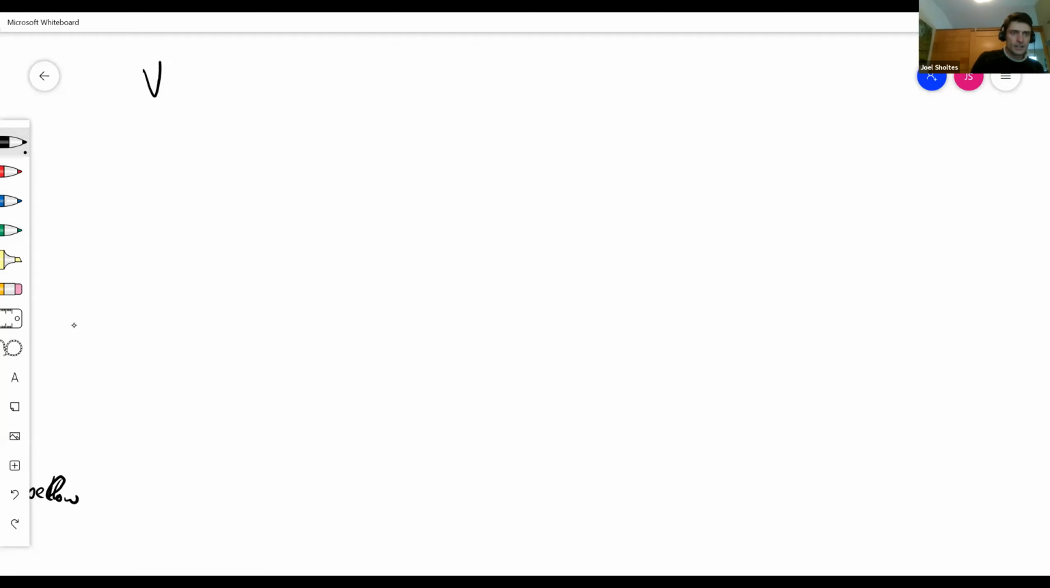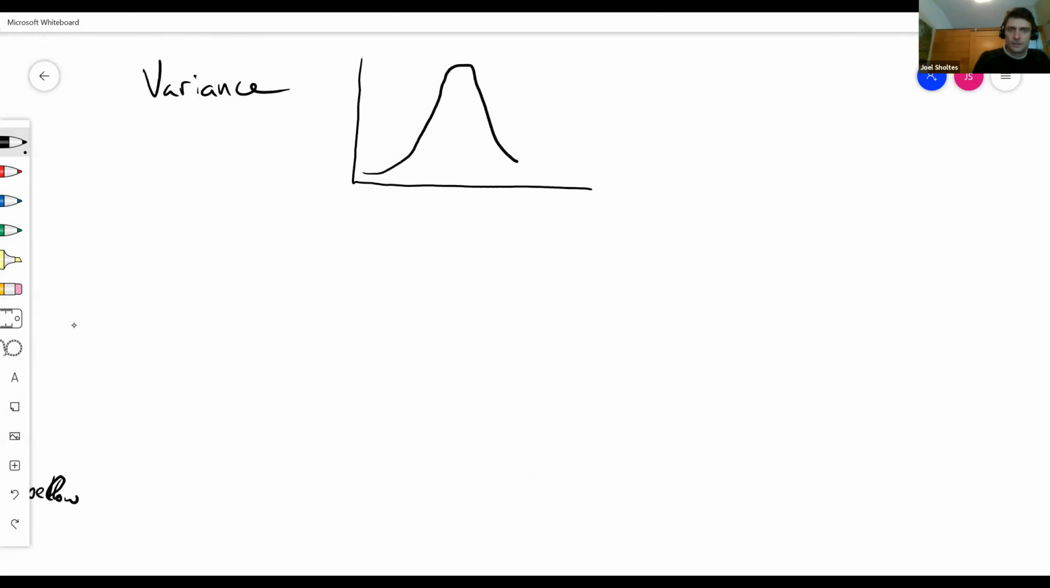All right, so variance is the next descriptor that we'll talk about. And remember that variance tells you basically the spread of your data. So if this has a variance of a certain amount, this distribution is going to have a different kind of variance.